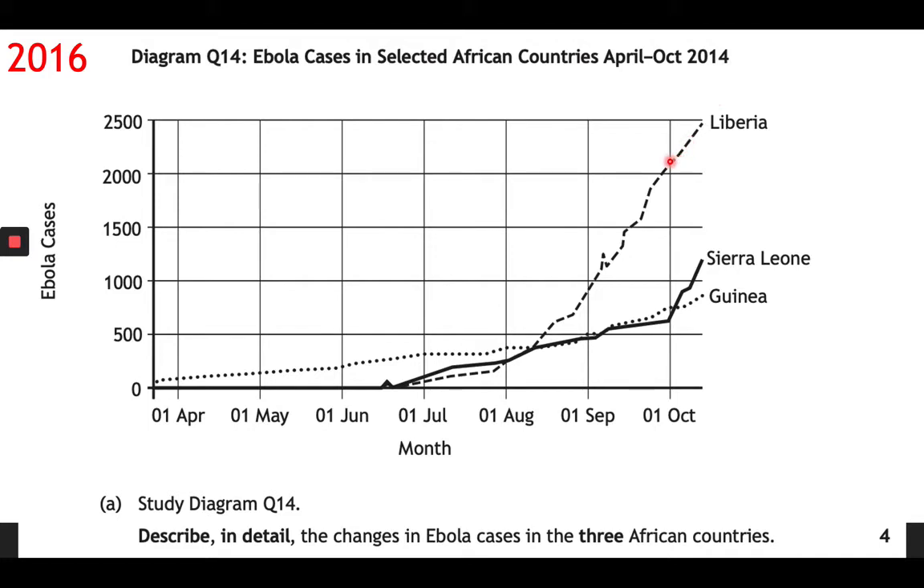So I've already got quite a few marks in there. But I need to talk about Sierra Leone and Guinea as well. So we have to think about the easiest way to get 4 marks, because every change that you mention would get you 1 mark.